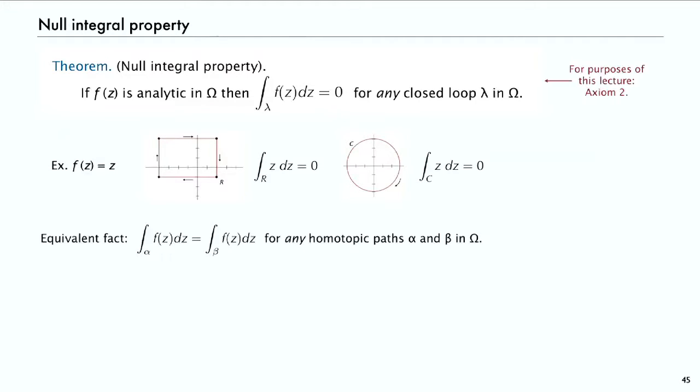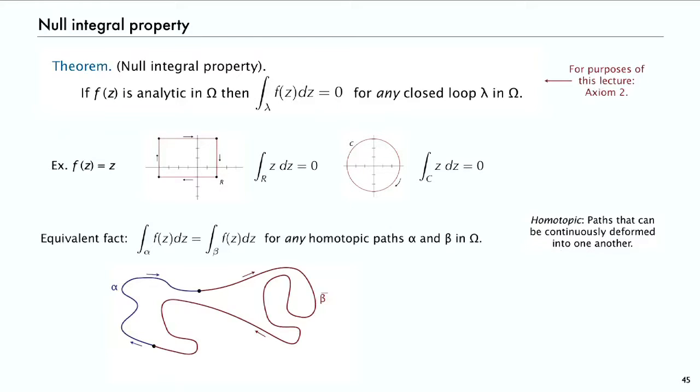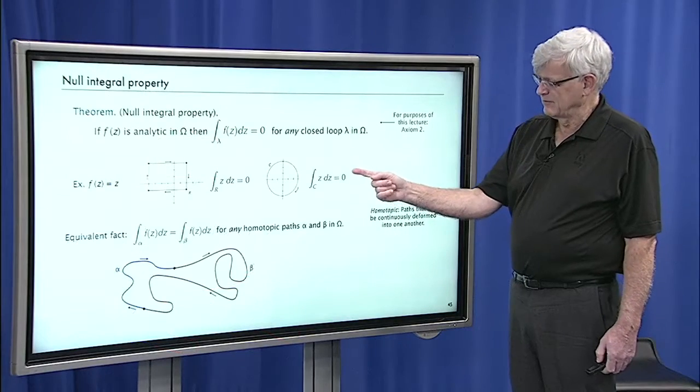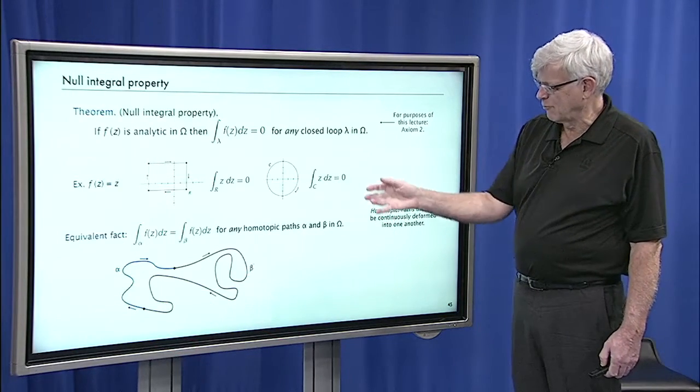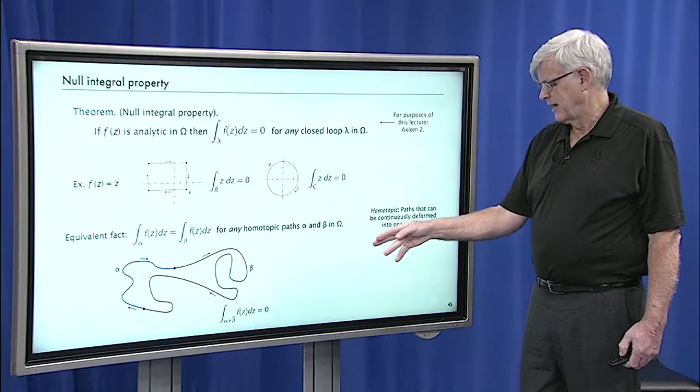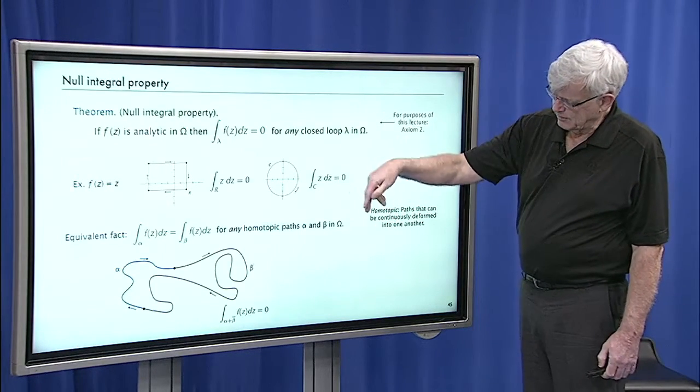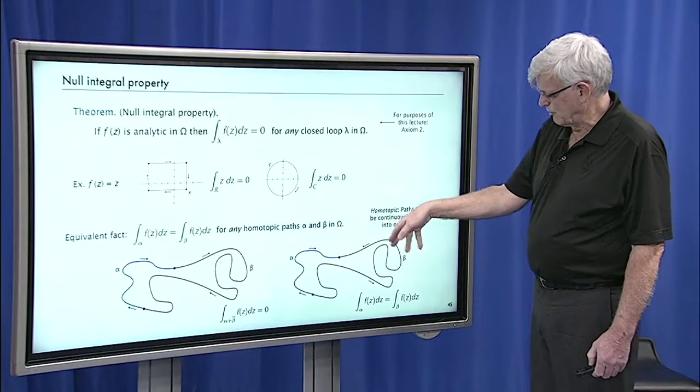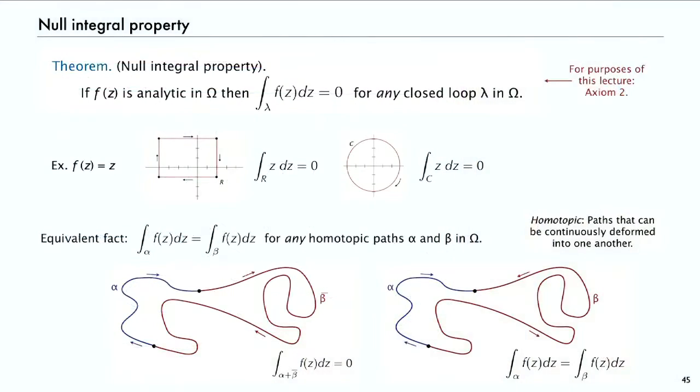Another equivalent way to look at this is if you have one path alpha and another path beta, and they're homotopic, that just means you can deform one to the other, then the integrals are going to be equal. So there's alpha and there's beta, with the same starting and ending point, but you can deform one into the other. Then the integral around is going to be 0, but if you switch the direction on beta, it's a proof that the integral on alpha is equal to the integral on beta.